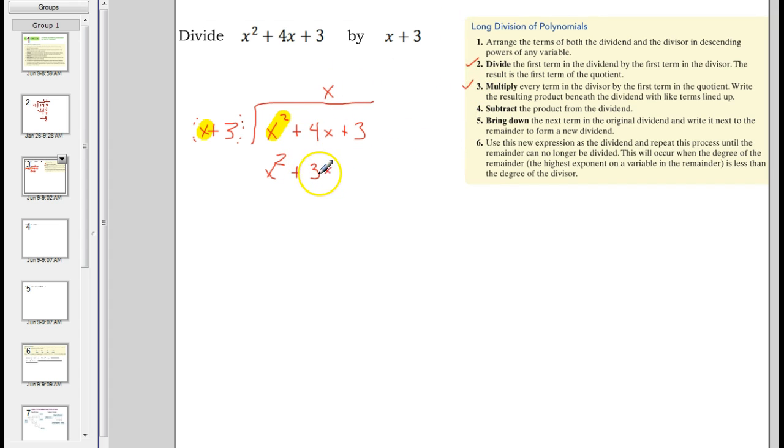Now we subtract. Subtracting results in basically changing the signs of this expression. This is a positive x squared; when I subtract, it becomes a negative. This is a positive 3x; when I subtract, it becomes a negative. And then these cancel.